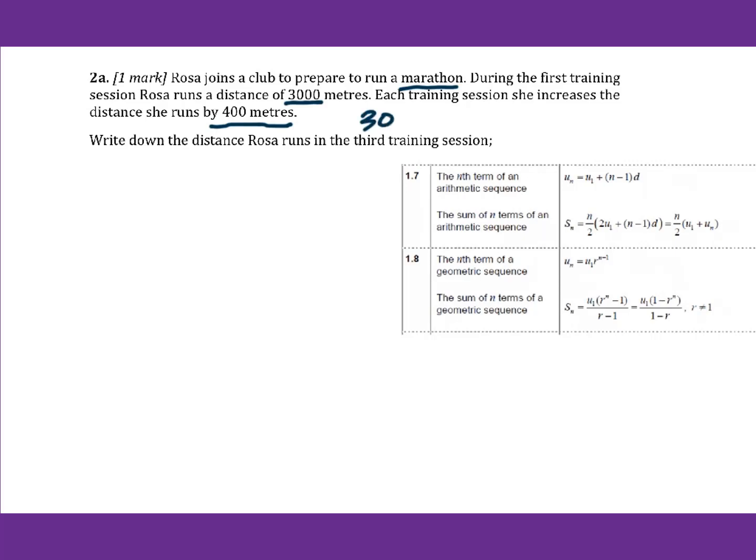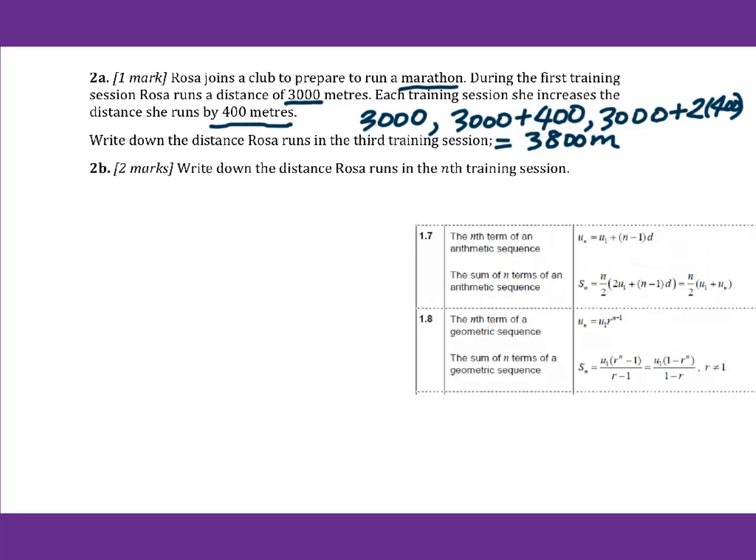So we know the first is 3,000. And the second will be 3,000 plus 400. Third will be 3,000 add 2 times 400. Therefore, it will be 3,800 meters. Go to 2B.